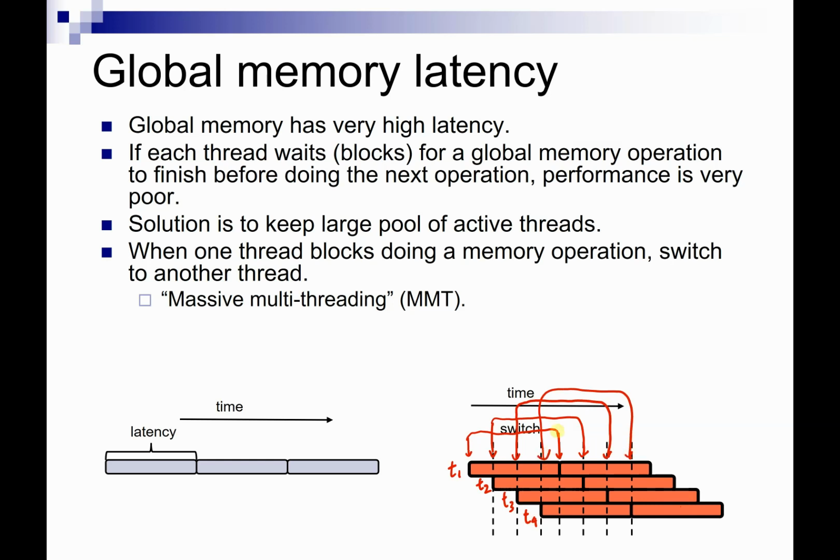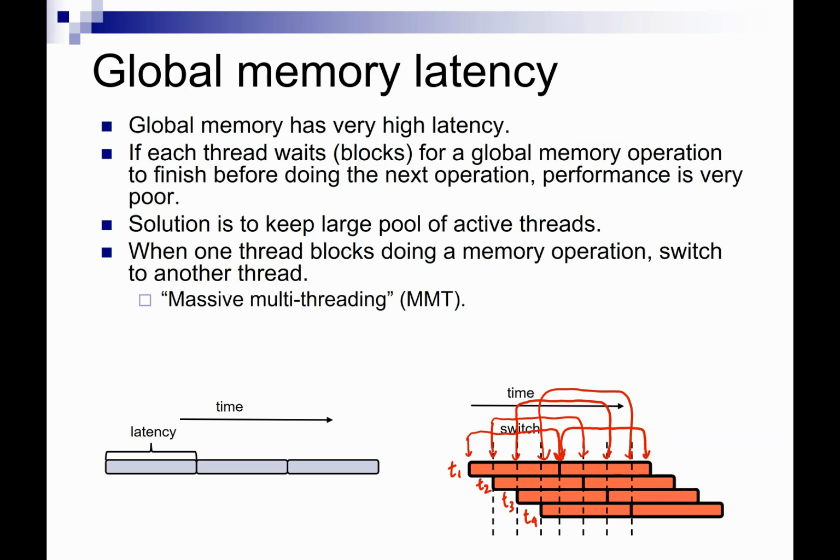Now, eventually T1's memory operation is going to finish. For example, at this fifth time point over here, T1's memory operation has now finished. So we no longer need to switch to a different thread. Instead of switching to a fifth thread, we're going to go back to T1. T1 now has the result from its first memory operation, and maybe it decides to do a second memory operation. It starts over here, and again it's going to take many cycles to finish.